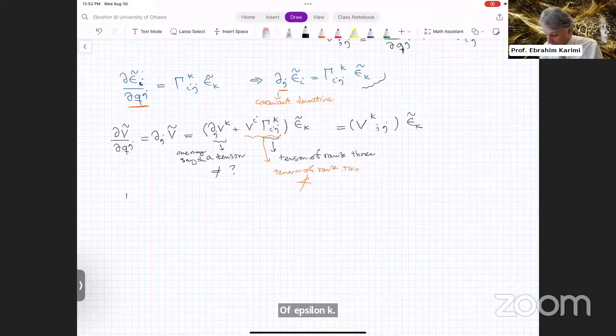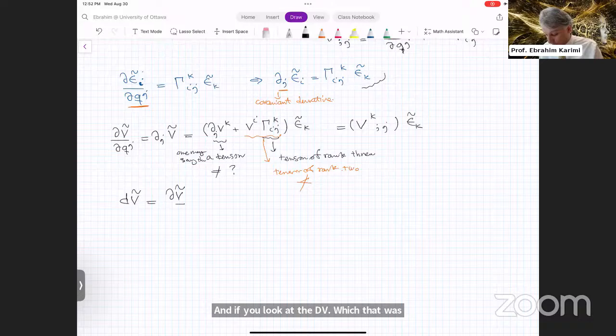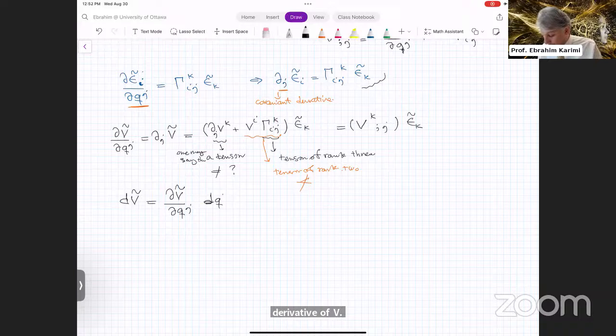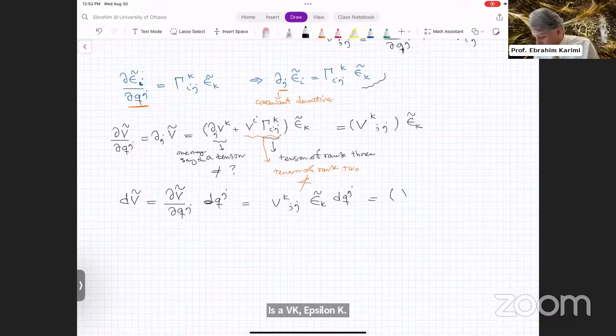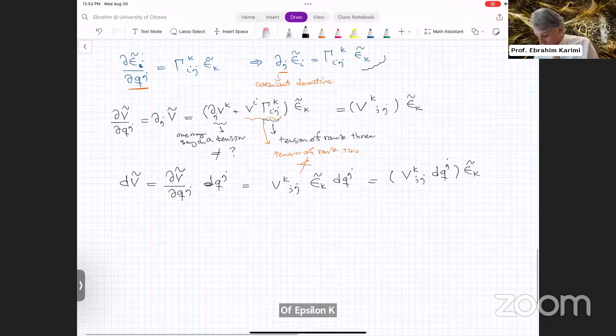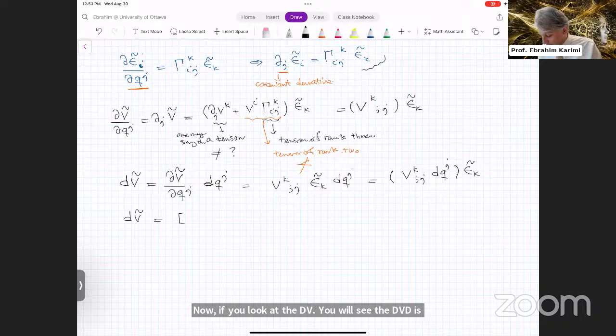And if you look at the dv, which was the reason that we did the entire calculation, which is the derivative of v with respect to qj, dqj, the result of this, as we proved here, is vk semicolon j epsilon k dqj, and I can write it as vk semicolon j dqj of epsilon k. Now, if we look at the dv, you will see the dv is given in terms of vk j dqj epsilon k.